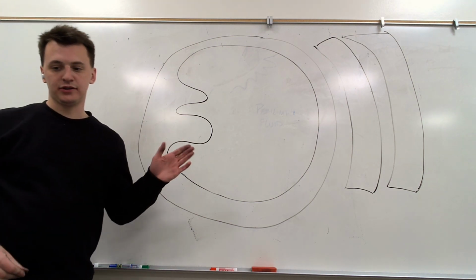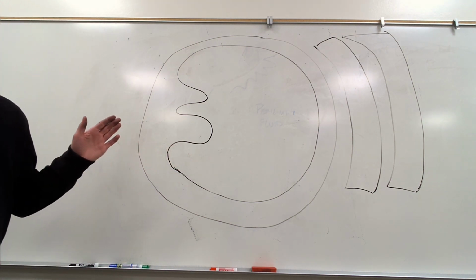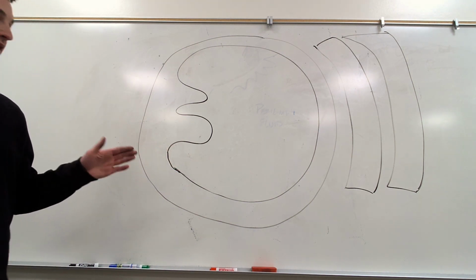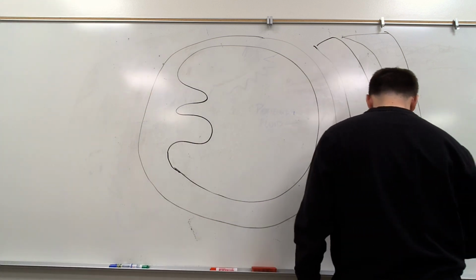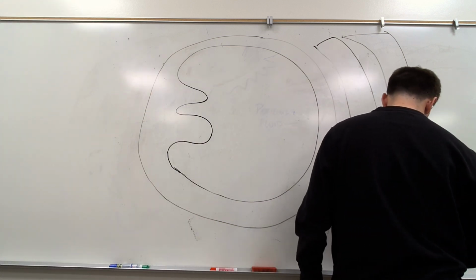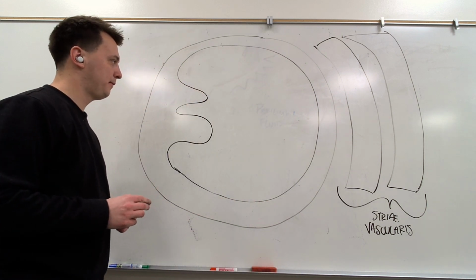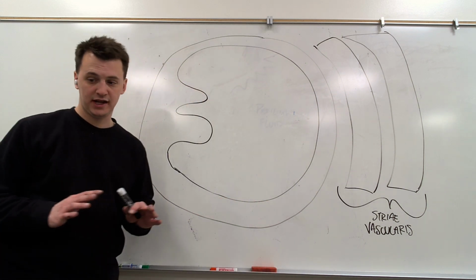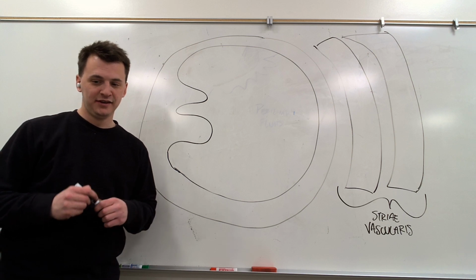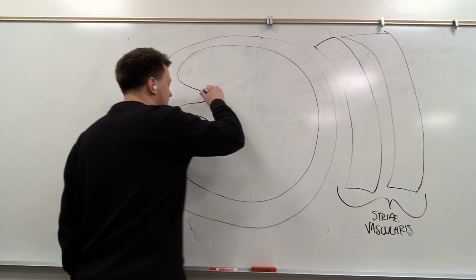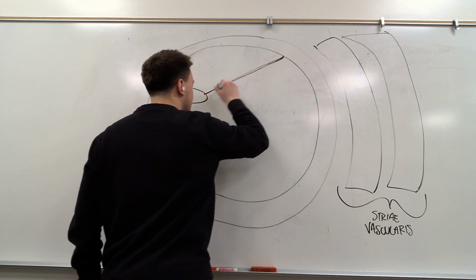Helicotrina, and then we also have the striae vascularis right here. Striae vascularis. And there's a ton of different anatomical things going on here. So we're going to have just kind of this line here. We'll draw it kind of thick.